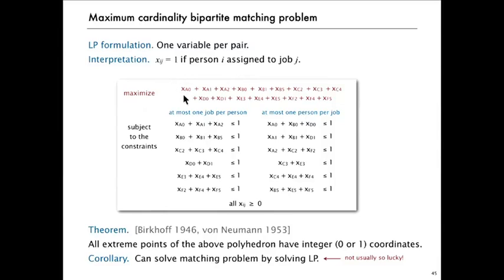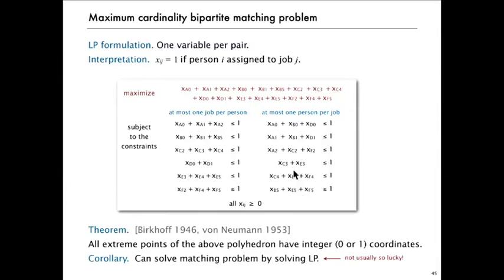So everything's got to be 0 or greater. And it's just going to maximize, this is all the possible matchings. And then the constraints are, there has to be at most one job per person. So if A has 3 edges, just say xa0 plus xa1 plus xa2 less than or equal to 1. And you do that for each person, and then at most one person per job, just do it that way.